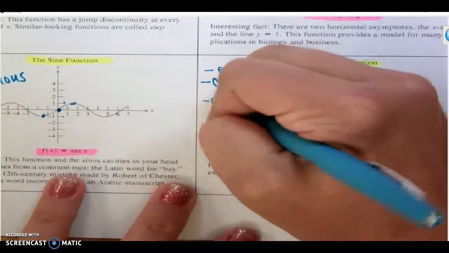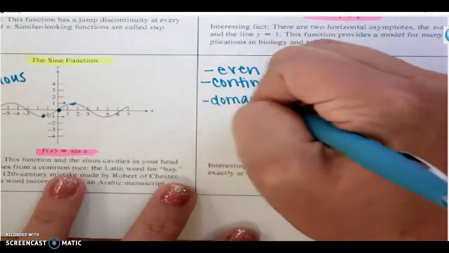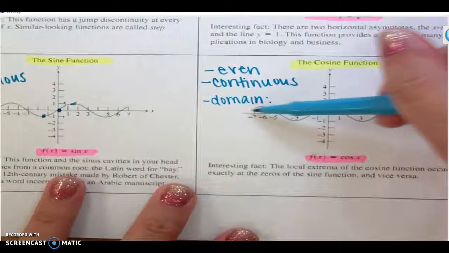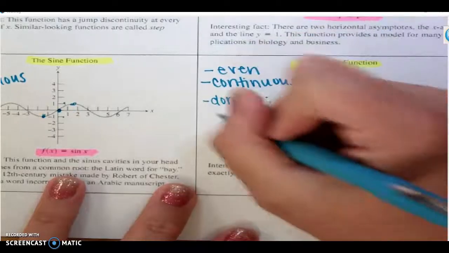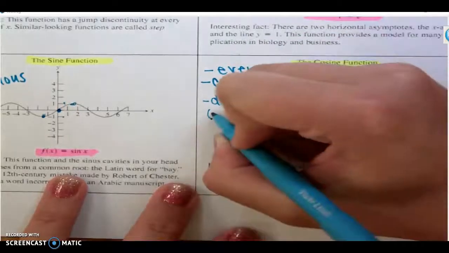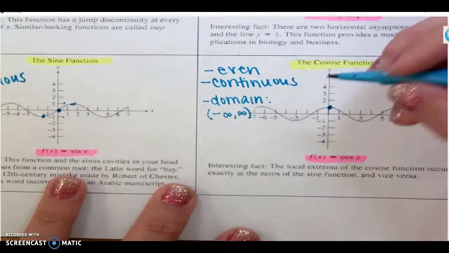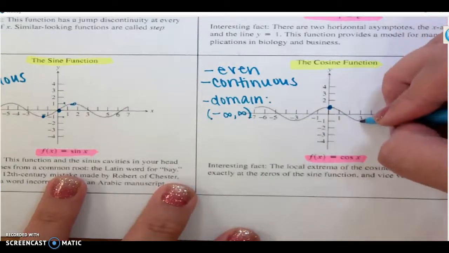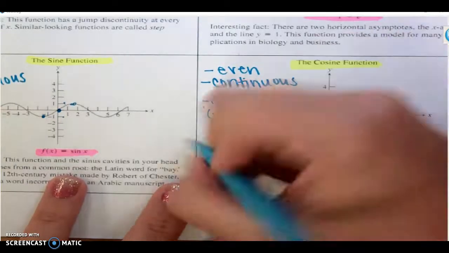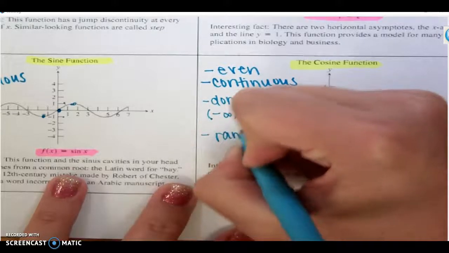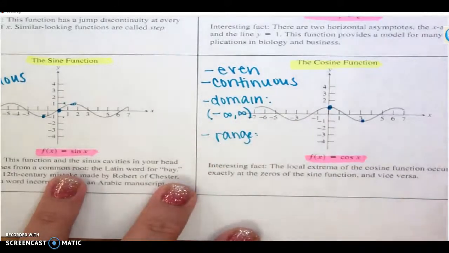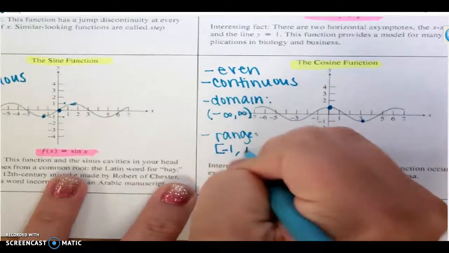So when we're looking at our domain, it can be all real numbers. It can be any x value. And then for the range, same thing as sine. It can go down to -1, up to +1, and it can be -1 and 1, so you're going to get brackets.